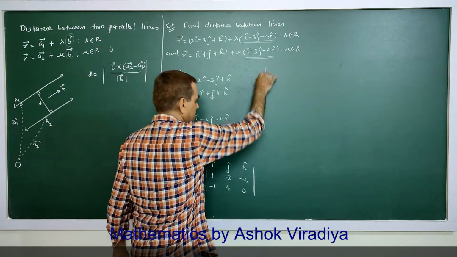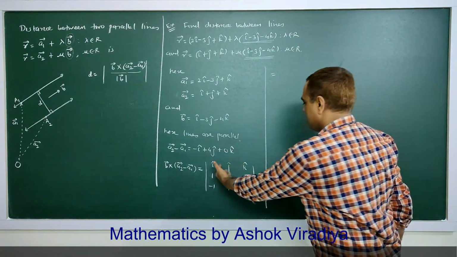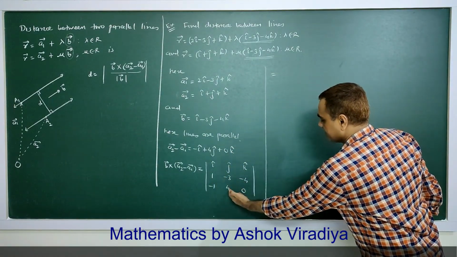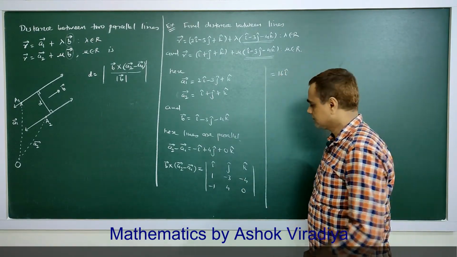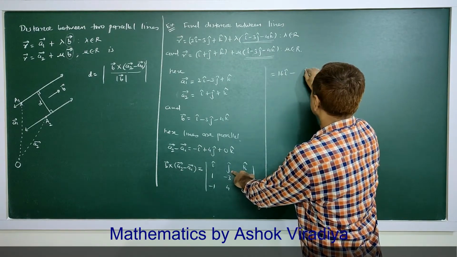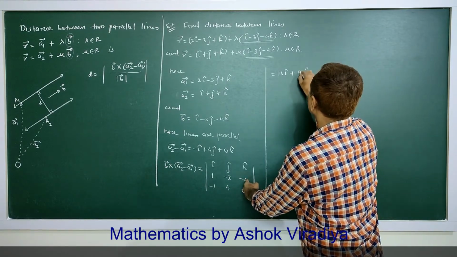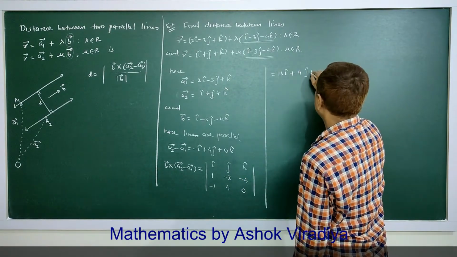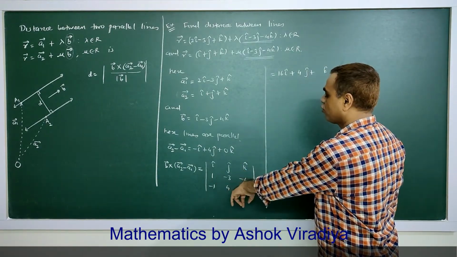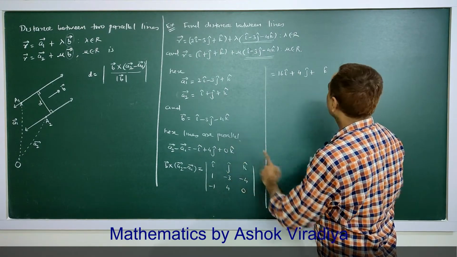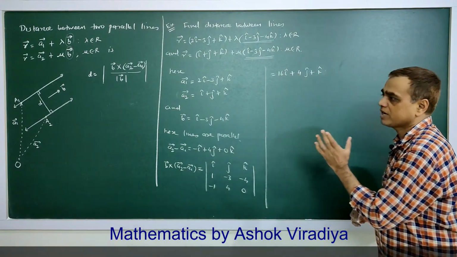That is equal to i into 0 minus minus 16, that is 16i, minus j into 0 minus 4, that is minus minus, plus 4, plus k into 4 minus 3, that is 1 times k, so it is k cap. It is B cross A2 minus A1.